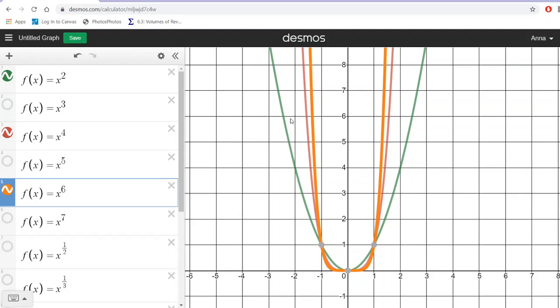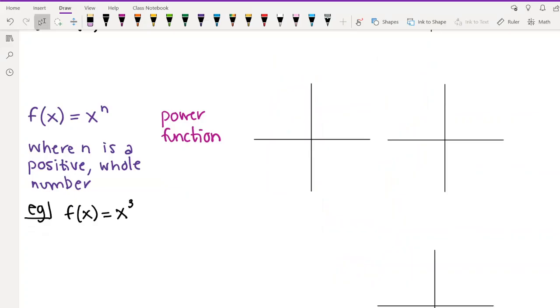Anytime you're taking a number and raising it to an even power, it's always going to give you a positive result, because basically a negative times a negative is a positive. That's really the main thing that's going on here. And so that's why the graph goes up on both the left and the right. We'll come back to the odd ones in a second.